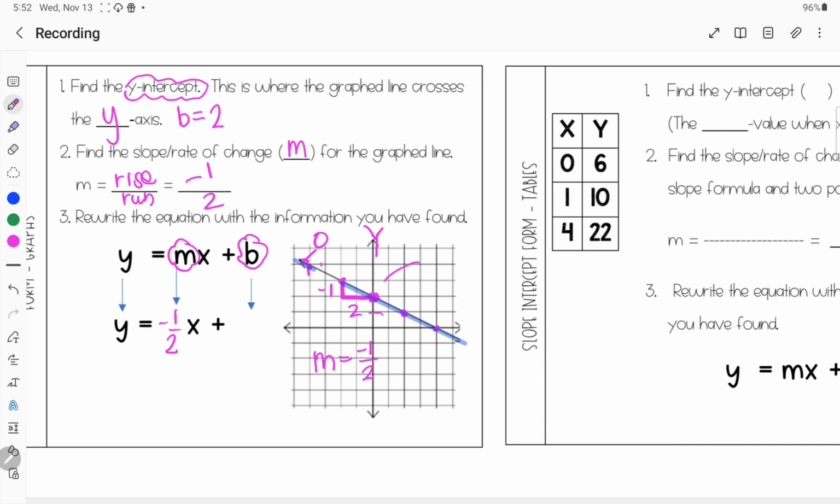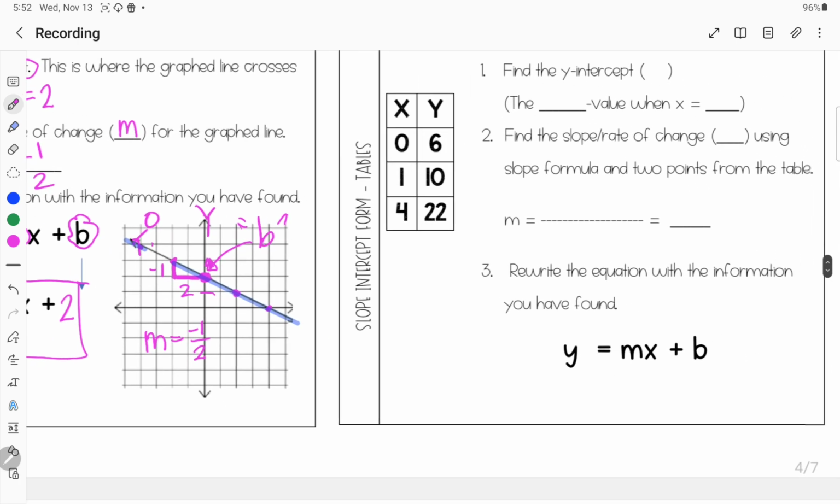And then our b is where did this line intercept or cross that y-axis? Well, my y value when it crosses is at 2. And this is the equation of that line right there. So again, we need two things. Our slope, which we've been working with, and now all we're looking for is where does this line cross my y-axis? And it crossed it at 2.